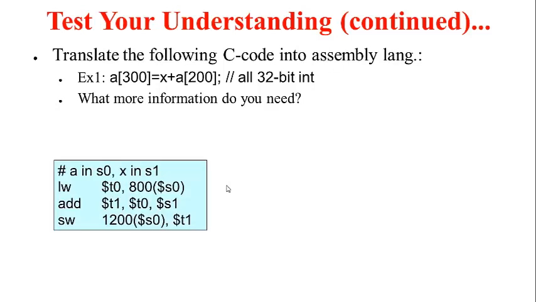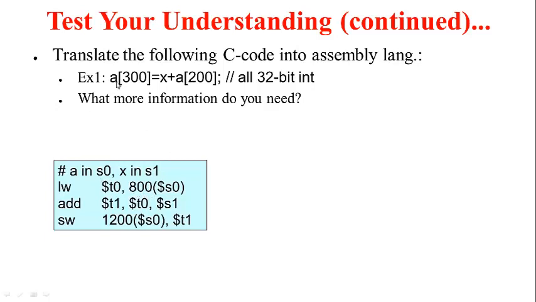So here is the answer. You first have to load A of 200 onto a register. Here I have used another register called $T0. One subtlety here is that the offset which you add with the base address of the array, which is A, which is essentially $S0, the base address, you have to add 800.